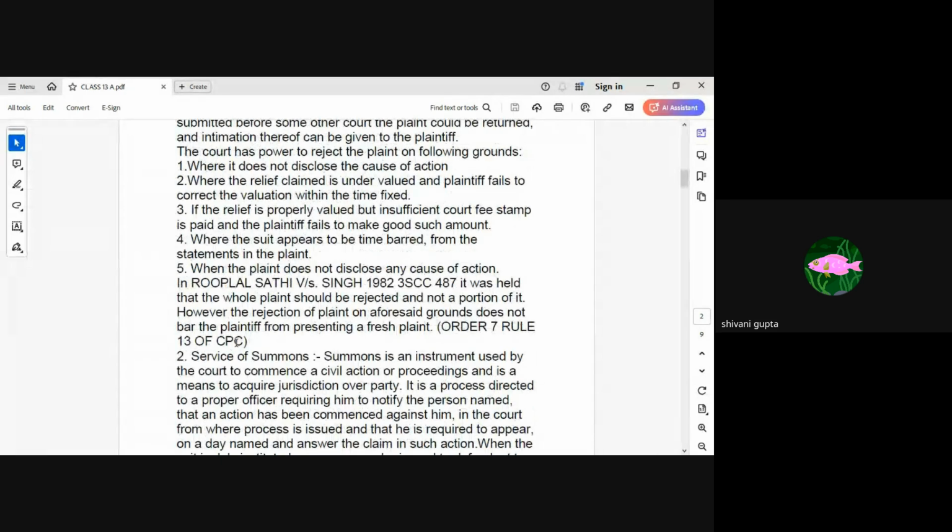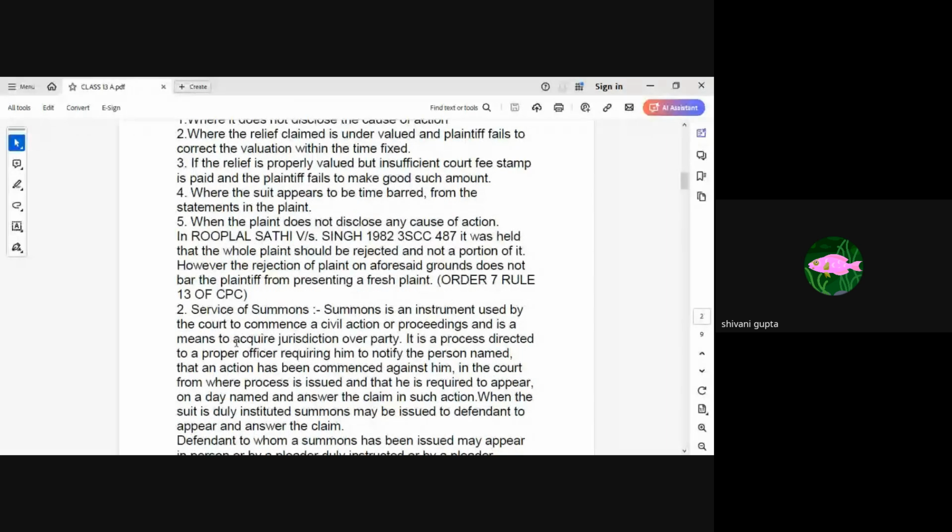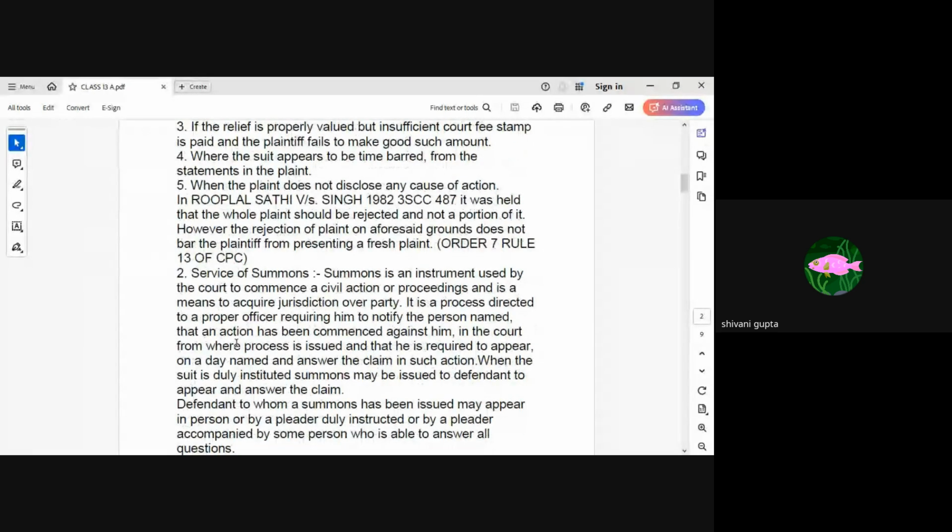Next is the service of summons. Service of summons is an instrument used by the court to commence civil proceedings and is a means to acquire jurisdiction over the parties. This is a process directed to the proper officer, requiring him to notify the person named that an action has been commenced against him in the court from where the process is issued, and the person is required to appear on a day named and answer the claim in such action.